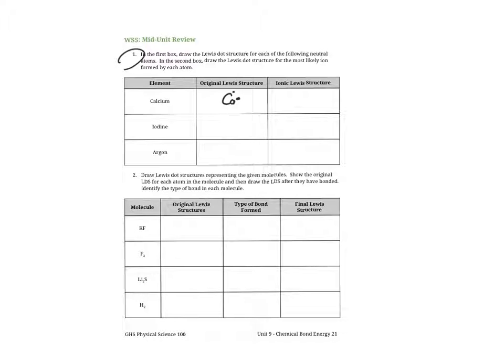Now, because of where it is, calcium is going to lose 2 electrons. It's going to lose that electron and that electron. So that's going to leave me with calcium, and I'm going to put it in brackets. Lost 2 electrons, so it's going to be a +2. Okay? So now, iodine, I'm going to draw it like this.